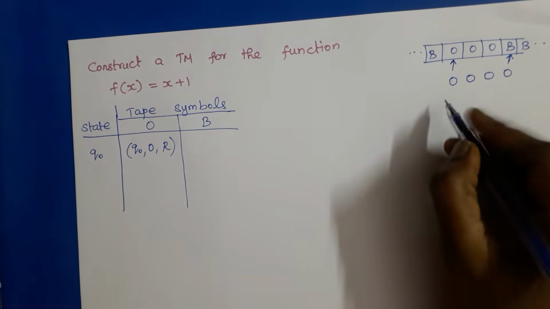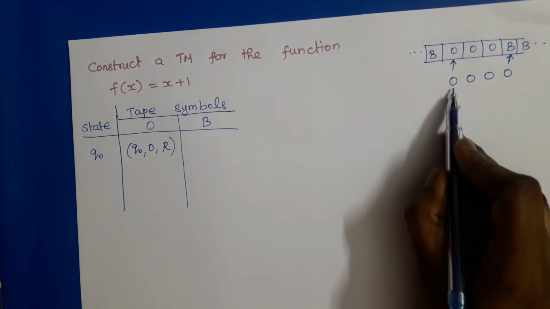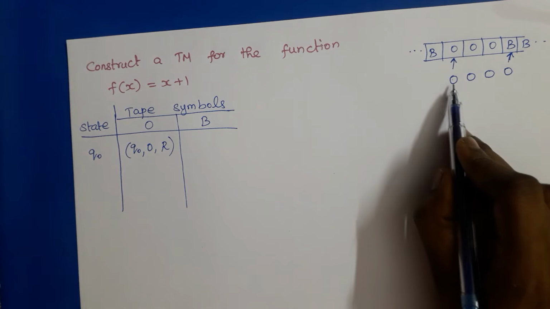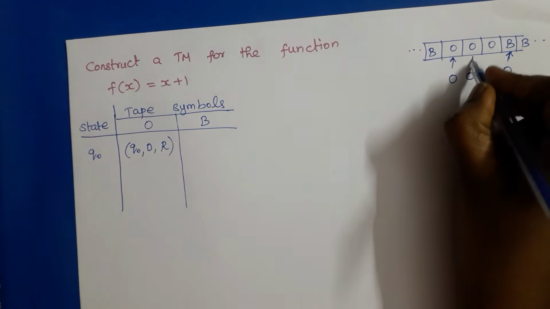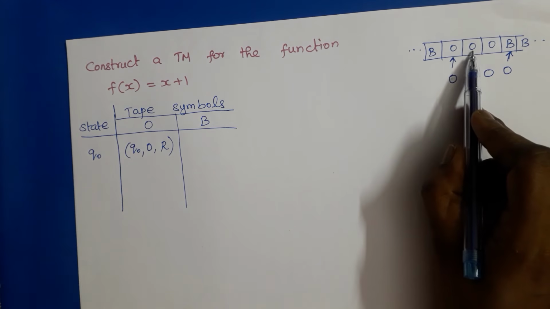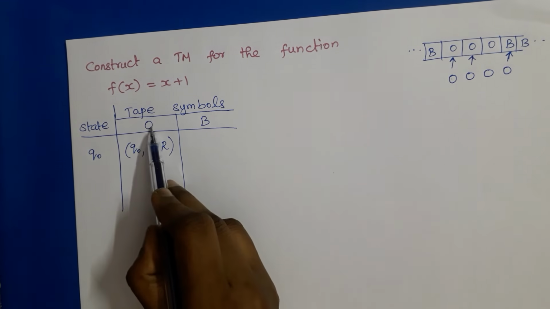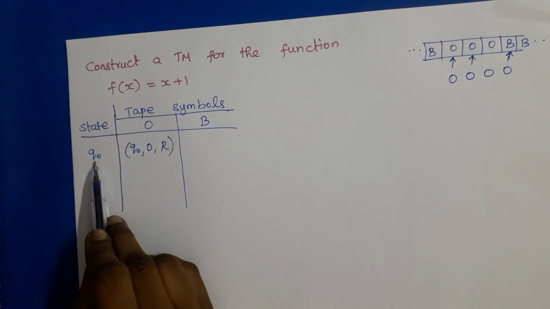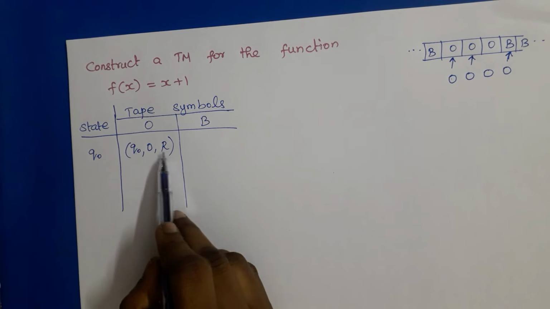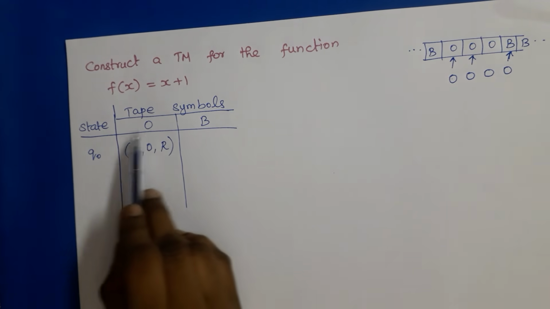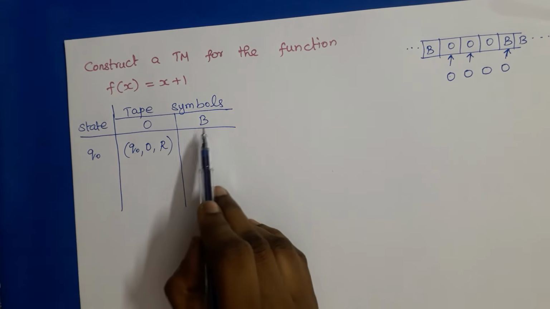Okay, so 0 is the current tape symbol, and Q naught is the current state, so no change in tape symbol, no change in state. We just need to move on to the next symbol. Okay, so now again the tape symbol is 0. So Q naught and 0, the state is also Q naught, no change in state. So Q naught remains Q naught, 0 remains 0, move is right move. So this is repeatedly performed until we reach blank. So we will see blank at one point of time.